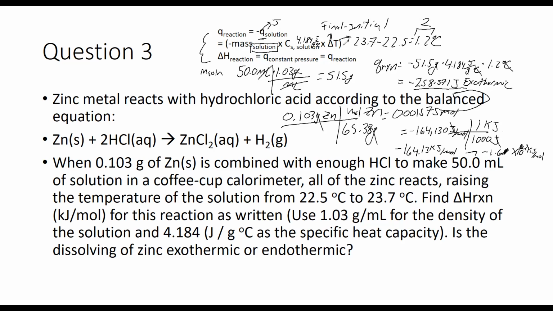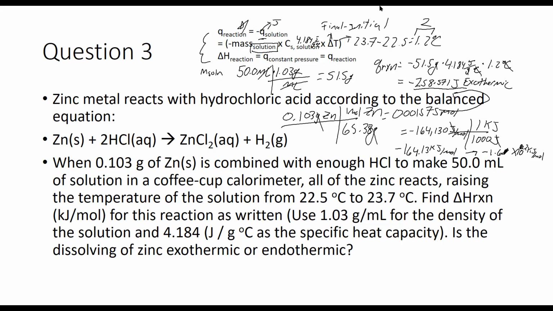That is correct. You got confused how I got 164,130. All right. So you followed how we got Q reaction, right? So you followed how we got negative 258.571 by doing this equation up here. So what I did there is I got that much energy from dissolving 0.103 grams. So the question I'm really asking is how much energy would I get out if I dissolved 1 mole of zinc?